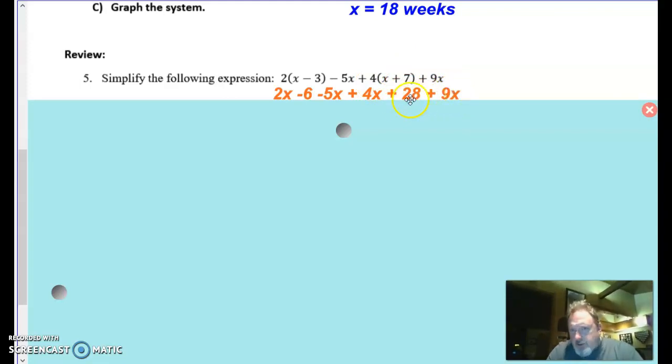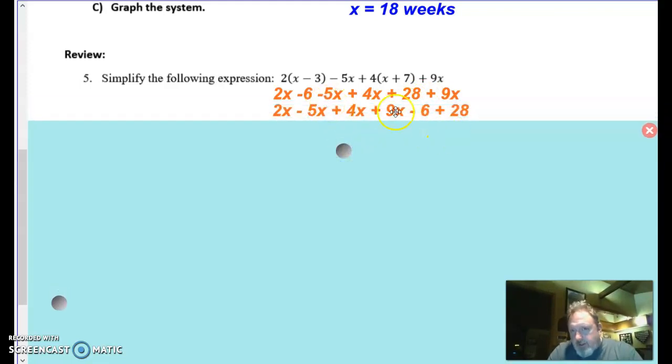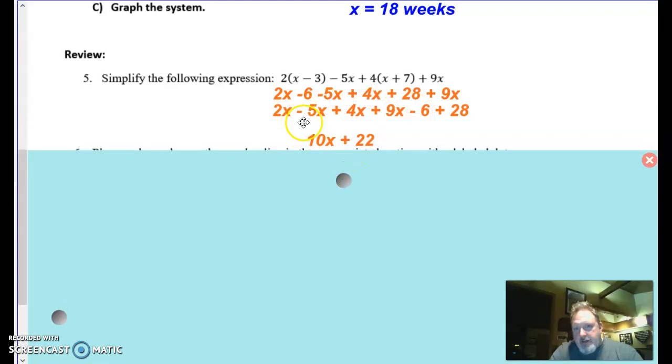Now, what I did here, you can combine your like terms right away. What I did, I just wrote the x's first and the non-variable terms, the constants, last. So I did 2x minus 5x plus 4x plus 9x and put the negative 6 and 28 at the end. You don't have to do that. I just did that to group like terms. And when we combine all of these x's, we get 10x, and negative 6 plus 28 is going to be 22. So our final answer, 10x plus 22. You could also write it as 22 plus 10x. That's fine.